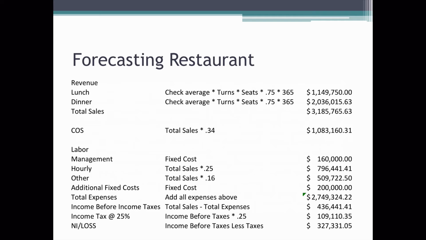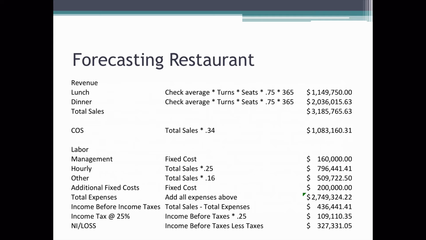Then we had additional fixed costs of $200,000. So then we add all of our expenses up from the cost of sales all the way down, and we get $2.7 million and change. Our income before income taxes is our total sales less our total expenses.